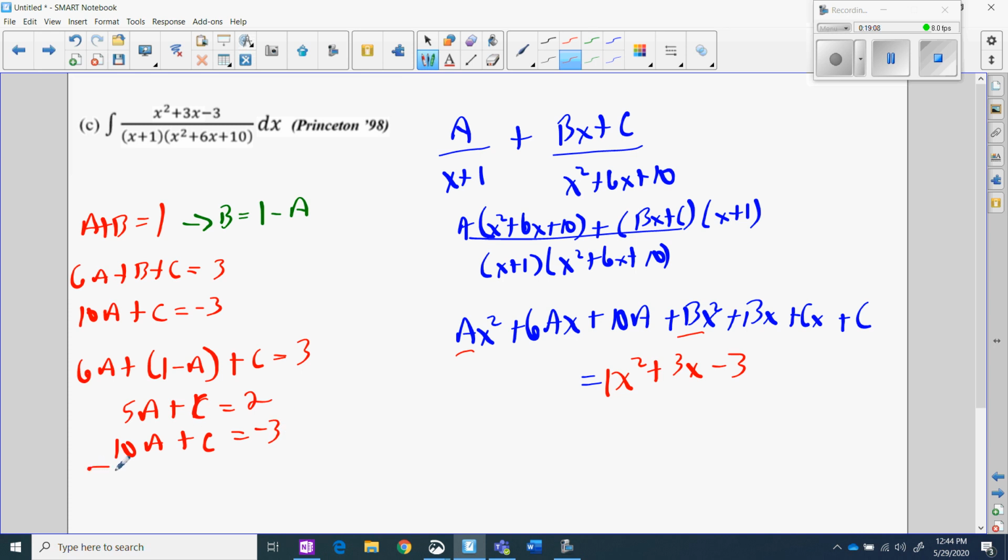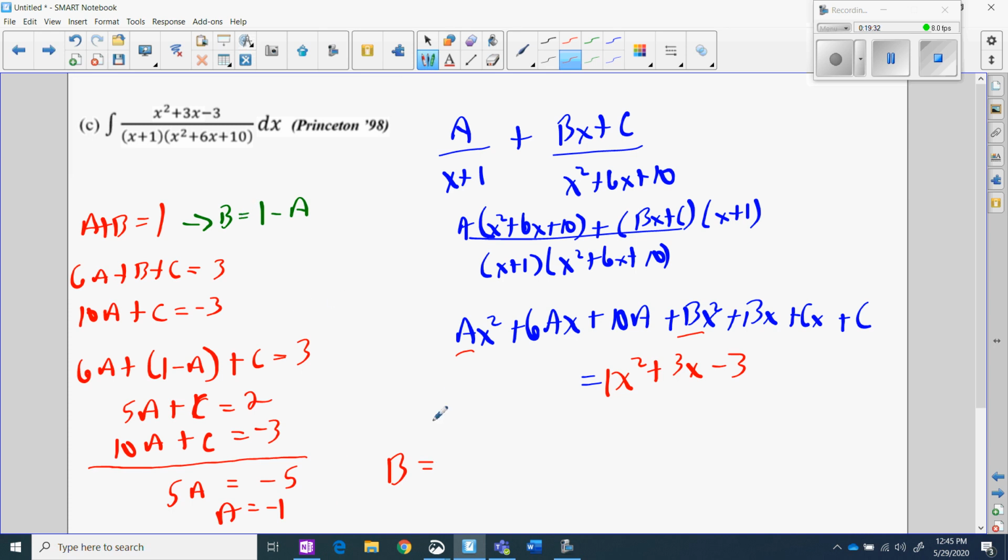Well, the c's are all lined up perfect. Let's eliminate. Subtract. So let's go this way. 10a take away 5a, that's 5a. c take away c, that's 0. Negative 3 take away 2, that's negative 5. That tells me a has to be negative 1. Well, once you get one number, then it's usually an easy task to get the rest of them.